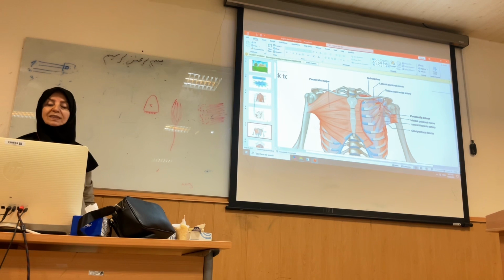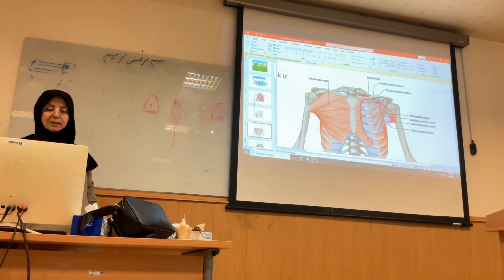Clavipectoral fascia. What's the name of the deep fascia around the pectoralis minor? Pectoral fascia. What's the name of this deep fascia? Clavipectoral. The clavipectoral fascia is going to cover the pectoralis minor, and also it is going to cover another muscle here we call subclavius muscle. Have you ever heard about the subclavius muscle? Yes.